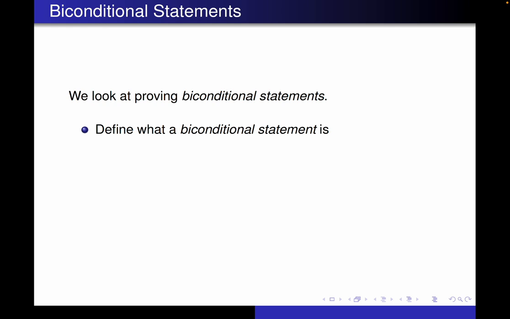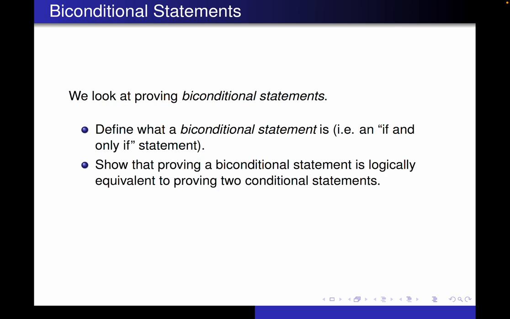Before we move out of proof by contrapositive, I do want to talk a little bit about something called biconditional statements. So first, we're going to define what a biconditional statement is. It's basically a statement that says if and only if. We're going to show that proving a biconditional statement is logically equivalent to proving two conditional statements, which sounds bad because we're going to be proving two different statements, but it is good in that we are proving conditional statements, which we already have a nice model for. And then we're going to do an example to show how it works.